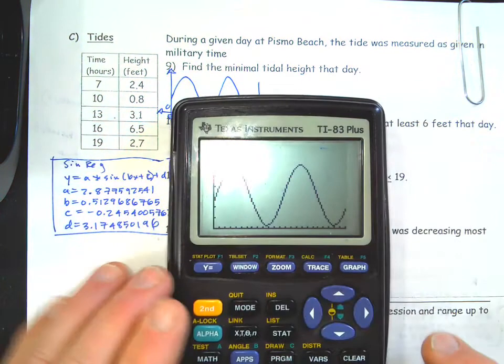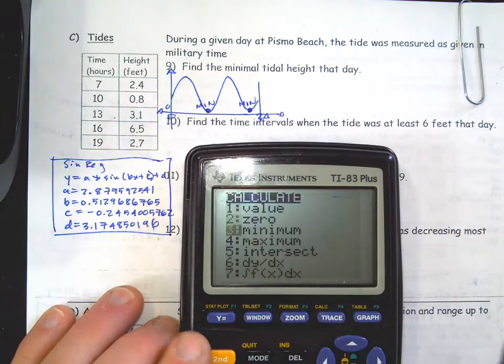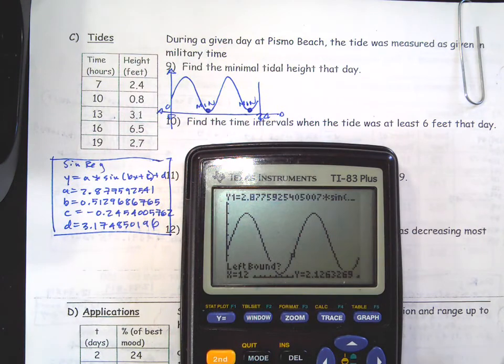So the way we find minimums, second calc, number 3 minimum. This first one looks like it's around 10 or so. So maybe we could go like 5 to 15, guess 10.